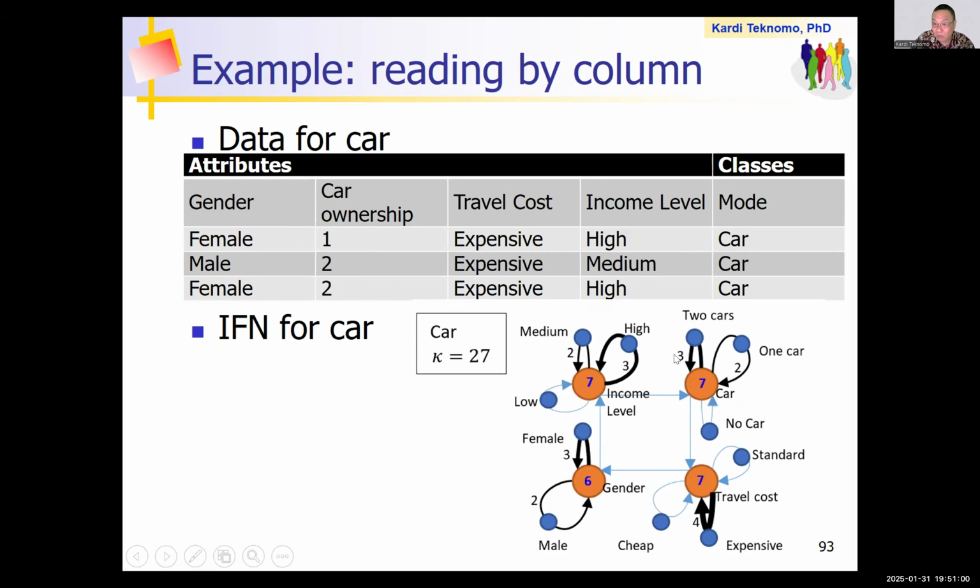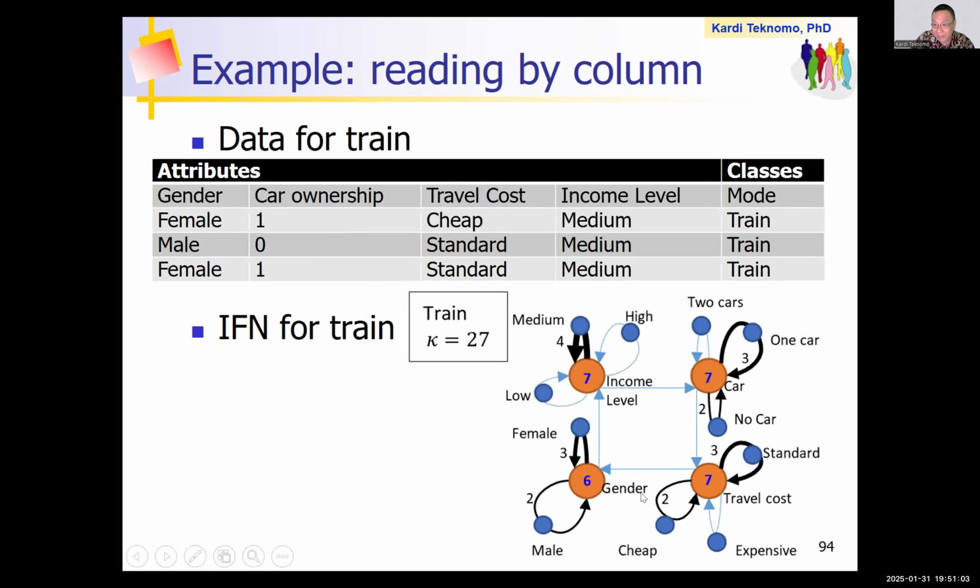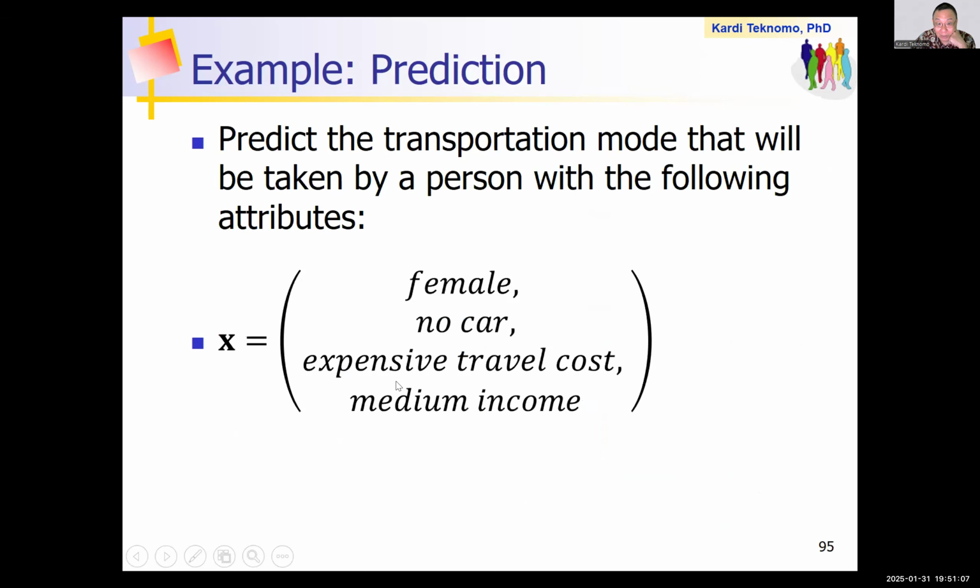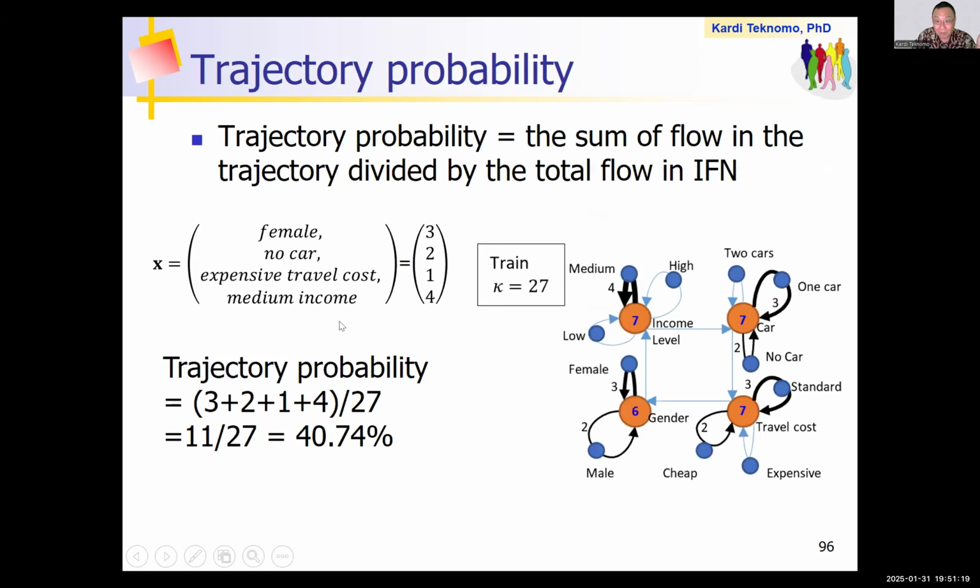Again, you do the same for the IFN for car and the IFN for train. Once you create the IFN, you can predict. Say I have a new data which is not there, for example, female, no car, expensive, medium income. What will happen? I predict this new data, put it into the values and the trajectory, and calculate the probability of the flow. Based on the number of the flow in the trajectory, you divide by the total and you get the percentage. Simple, yeah.